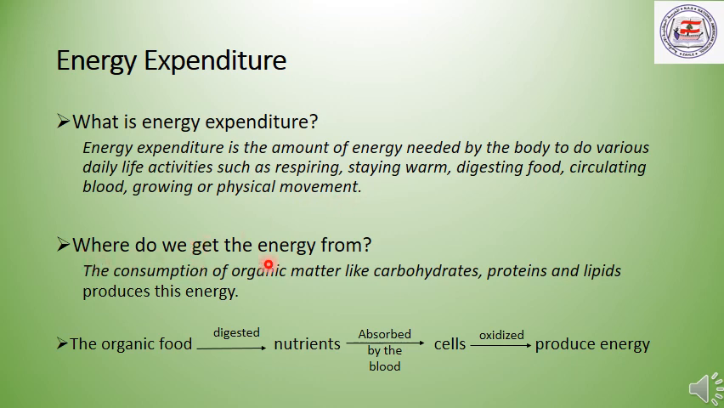Now, where do we get this energy from? The consumption of the organic matter, like carbohydrates, proteins, and lipids, produces this energy. How does this happen? The organic food is usually ingested, then digested into nutrients. Then these nutrients are absorbed by the blood and distributed to all the cells. These cells are going to oxidize the nutrients, and then they're going to produce energy that is going to be used by our bodies.